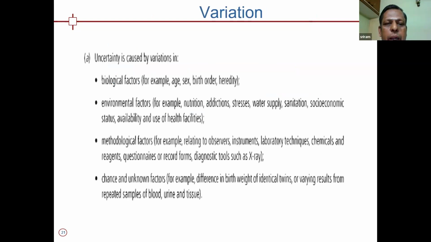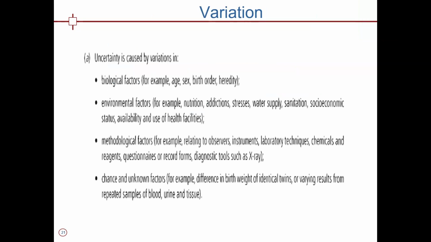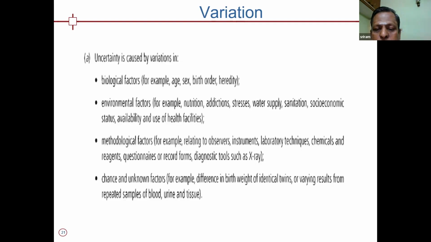Okay, now I told you these are all the uncertainties caused by variation. There will be biological factors, environmental factors, methodological factors, and this is called inherent variation: chance and unknown factors. For example, the difference in birth weight of identical twins. Explaining that variation is very difficult, right? Yeah.